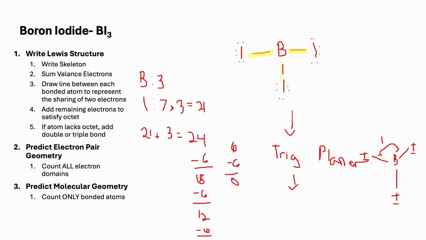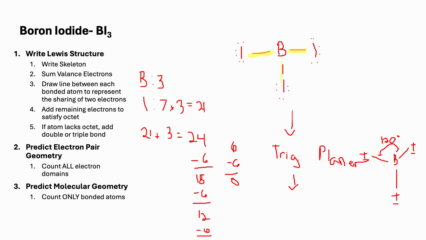So again, you don't need to know your bond angles, but what I'm trying to get you to understand is that the repulsion is spread out as far as it can possibly get, equally all around. So that is kind of what it looks like on your electron pair geometry.